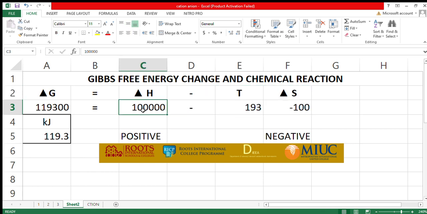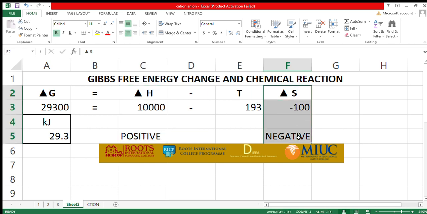If I change this value, enthalpy change, this is 100,000 joule. If I make it 200,000 joule, the value is still positive. If I make it 50,000, the value is positive. If I make it 10,000, the value is still positive. So whatever the case may be, the value always comes positive if enthalpy change is positive and entropy change is negative.